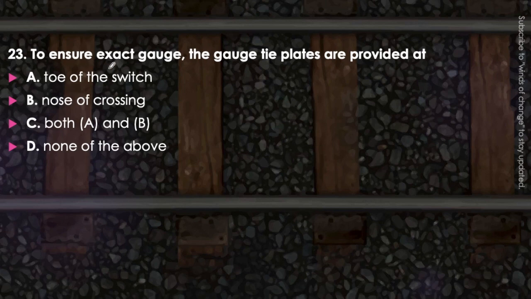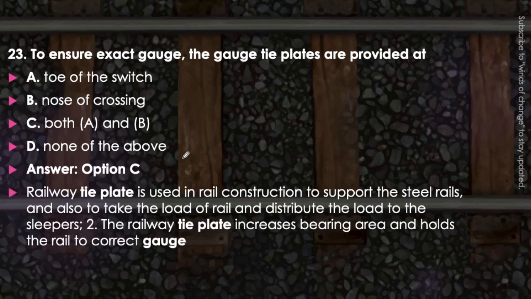Next question. To ensure exact gauge, the gauge tie plates are provided at toe of the switch, nose of the crossing, both A and B or none of the above. If we have to maintain the exact gauge, the gauge tie plates will be provided at option C, that is both A and B, at toe of the switch as well as at the nose of the crossing. Railway tie plates are used in rail construction to support the steel rails and also to take the load of rails and distribute the load to the sleepers. The railway tie plates increase the bearing area and hold the rail to correct gauge.